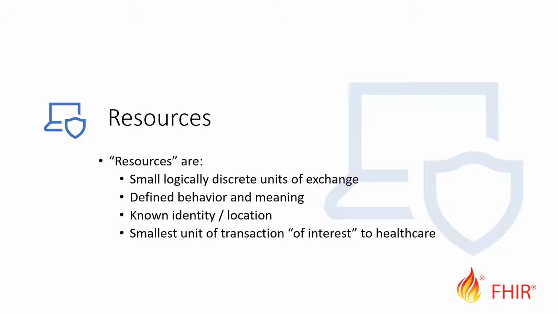So as I said, resources, basically the FHIR interoperability standard, the basic unit of element of information exchange within the FHIR standard among computing systems is called a resource. This is the smallest discrete unit of exchange. FHIR gives you the ability to group resources into documents or composable units, because the whole paradigm of FHIR is that you can compose different kinds of resources together and operate on them. There is a defined behavior and meaning about this resource. As I said, we talked about URI, which is the fundamental way of identifying a resource within the healthcare ecosystem, and a resource is also the smallest unit of transaction of interest to healthcare.